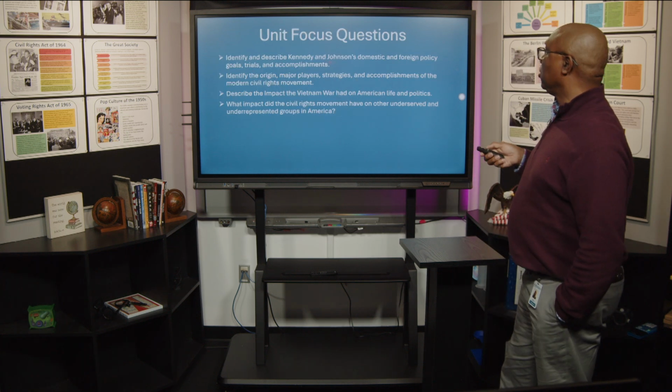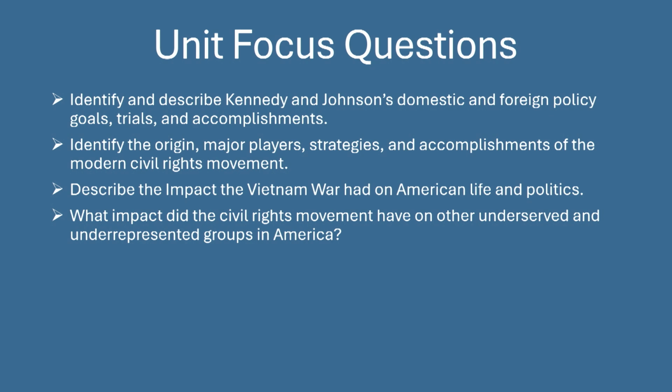We're going to go ahead and get started, and we're going to start like we always do with a unit focus question. We have 4 unit focus questions here: identify and describe Kennedy's and Johnson's domestic and foreign policy goals, trials, and accomplishments; identify the origin, major players, strategies, and accomplishments of the modern civil rights movement; describe the impact of the Vietnam War, which is where we'll be today, on American life and politics; and what impact did the civil rights movement have on other underserved and underrepresented groups in America.